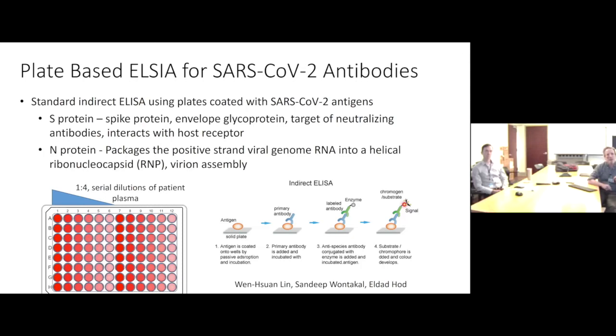So we took the clinical assay with the help of some pathology residents and fellows, Wendy and Sandeep, and we modified it to make it more quantitative, basically performing multiple serial dilutions of the patient plasma so that we have a sense for how much antibody is actually present in the serum, and we can get at least a semi-quantitative result.